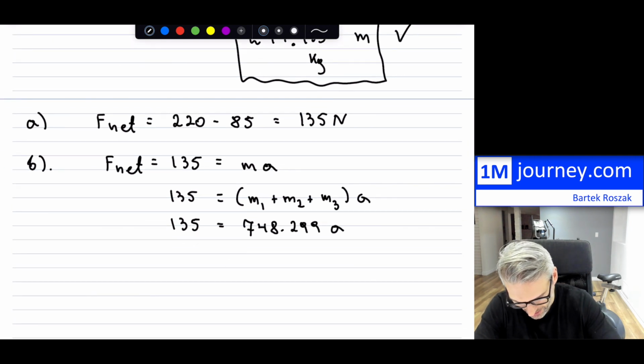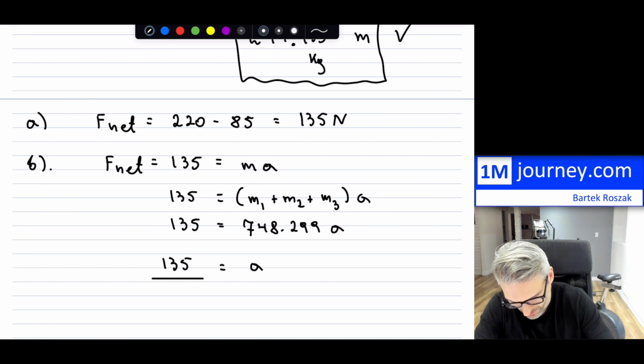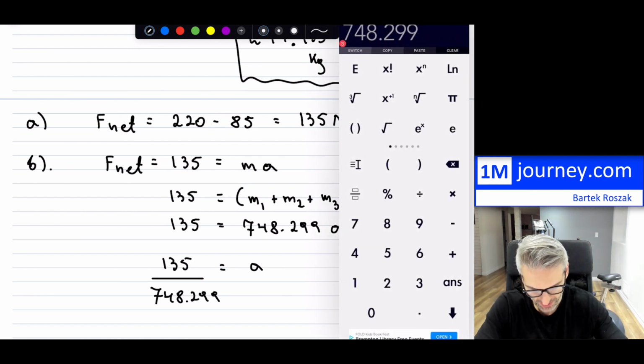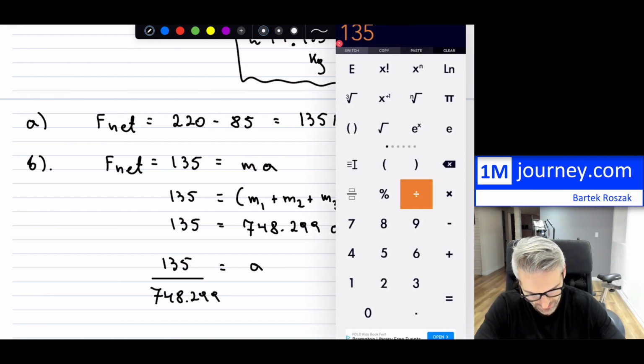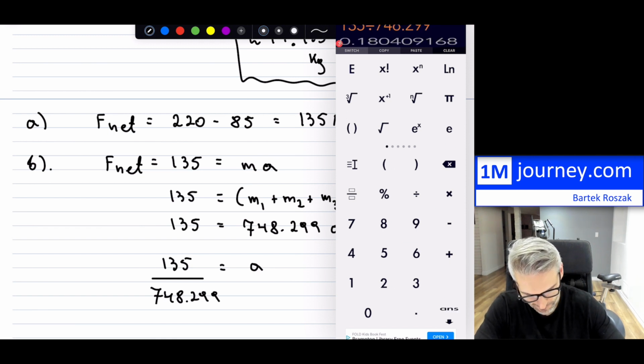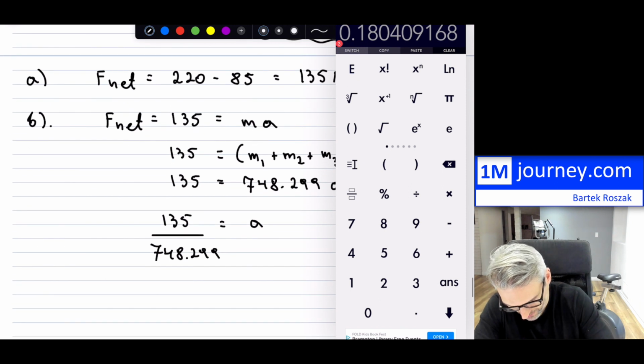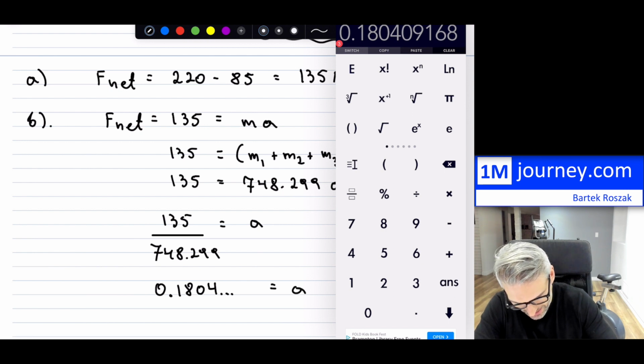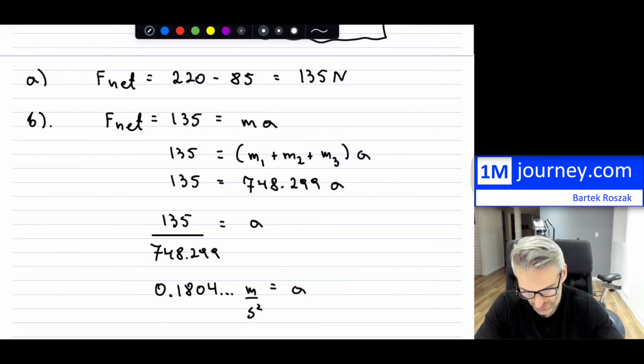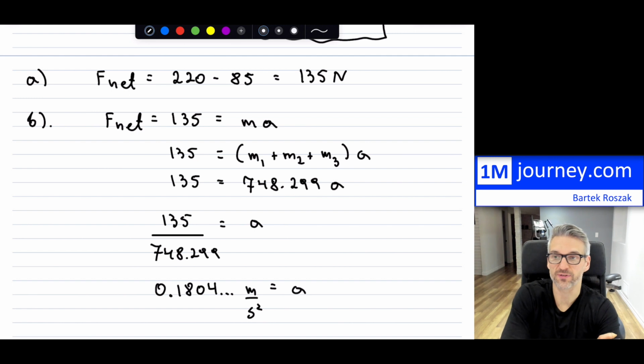Now solving for acceleration, dividing both sides, that's going to be 135 divided by 748.299, or however many decimal places you kept there. So 135 divided by 748.299, and that's going to be, well, it's not very quick, but 0.18, 04, etc. This is equal to the acceleration, in meters per second squared. All right, so that's my answer.